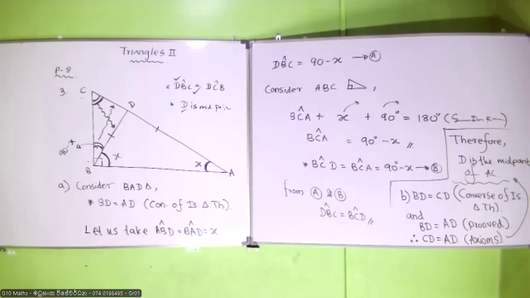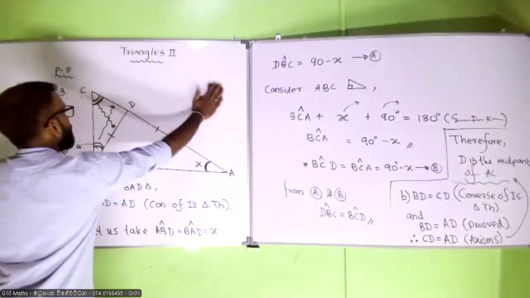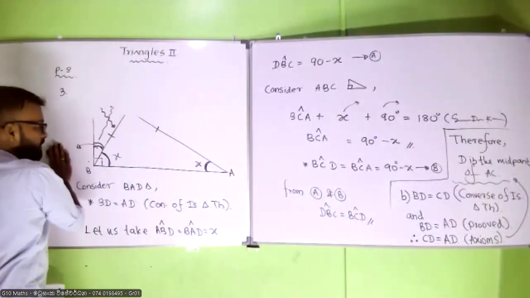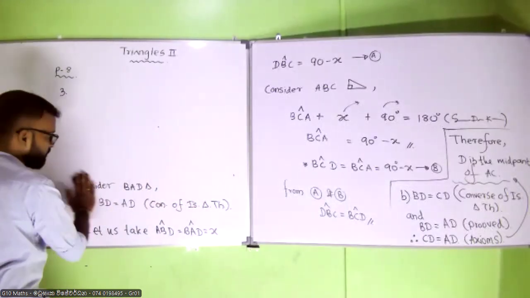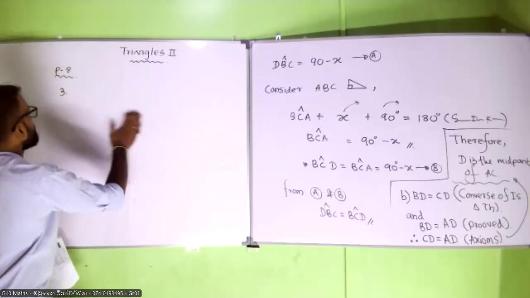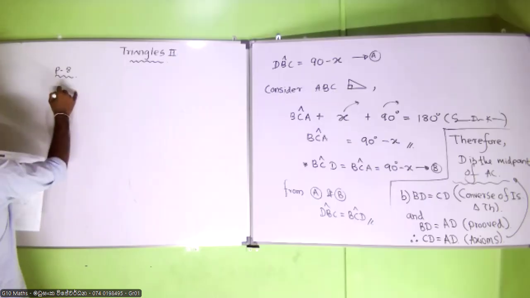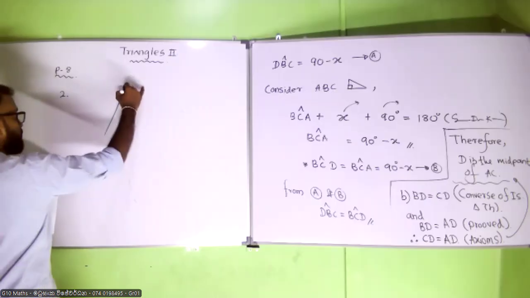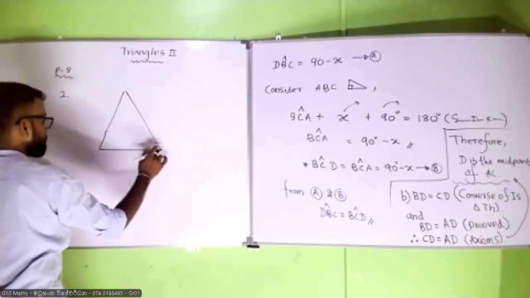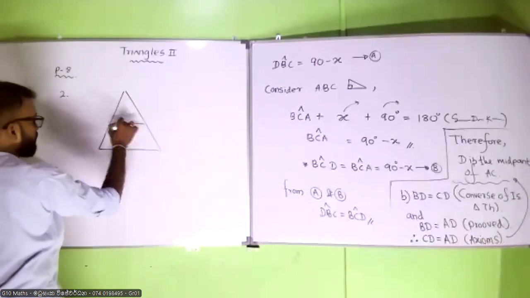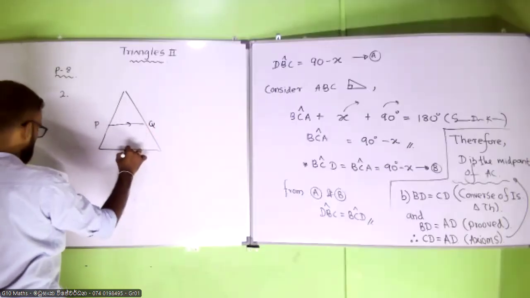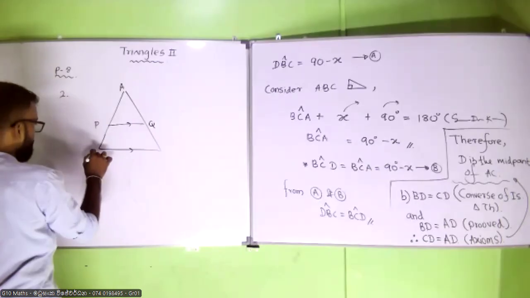I will do part B of the previous one. I am going to clear this. I will do it fast. Second question again, right here. This is the middle thing, PQ. This is A, B, and C.